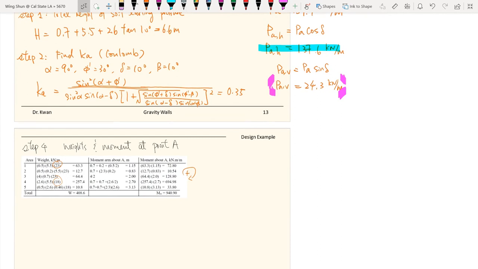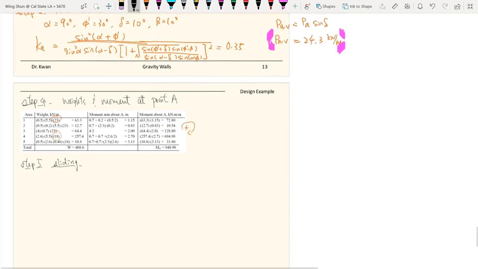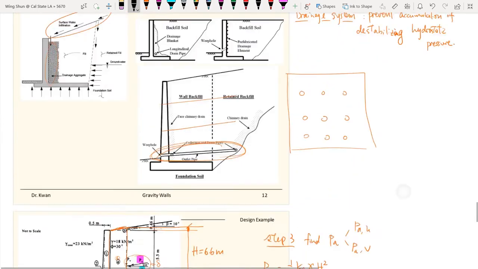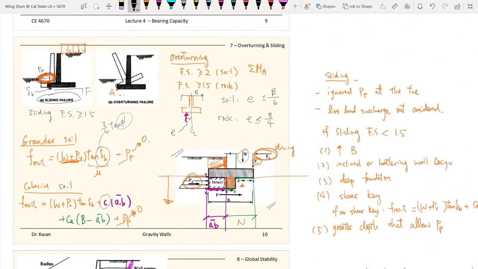So here is step number four. We finished all these calculations for the weights and also for the moment. And starting from step five now, we look at the details. So look at the sliding. From the previous slide, we mentioned the equations for finding the force for sliding in granular materials. So we talked about this previously. The sliding for granular soils, you can go back to that.